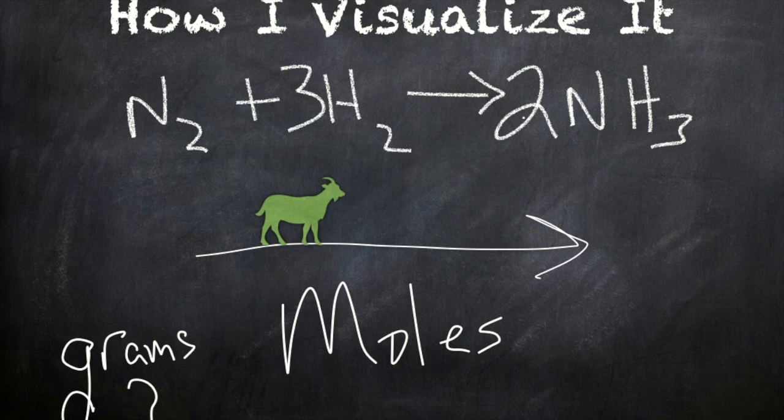But what if they give us grams as a starting place? What if you have grams of your product that you start with? Well, you just convert grams to moles then. And then you can go from moles of your starting compound to moles of your ending chemical.